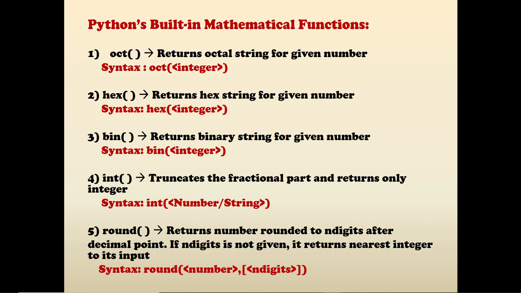In all the 3 functions, please note down one very important thing: it returns an octal string for the given number. As I already told you, whenever you learn about any function, you have to understand how many parameters it takes and what the return type from that particular function is. You need to note that very carefully. So here oct is a function. What is the explanation given here? It returns an octal string for the given number.